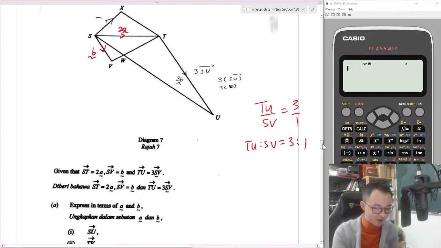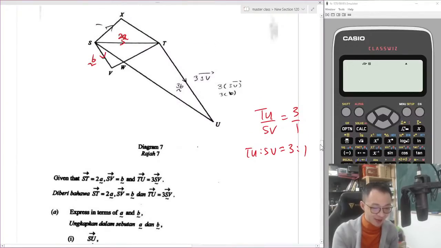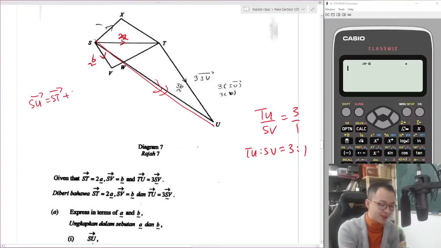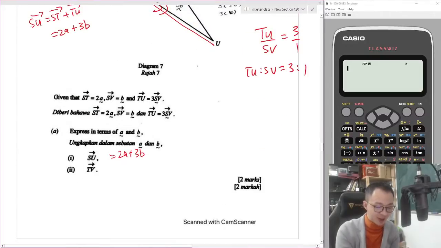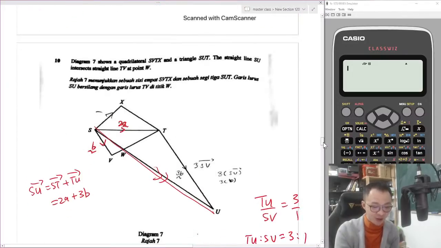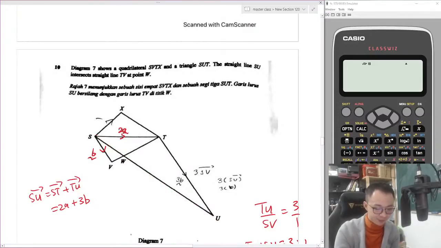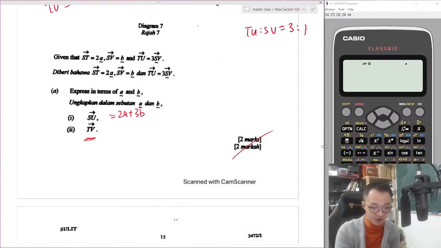Express in terms of a and b. So I want to find SU first. S to U is very easy. Basically ST plus TU. SU equals ST plus TU, which is 2a plus 3b. Done. Then next one, they ask us to find TV, from T to V. T to V will be here. So TV is basically negative 2a plus b. Very easy. This one is, I guess, 2 marks, 1 mark for each.